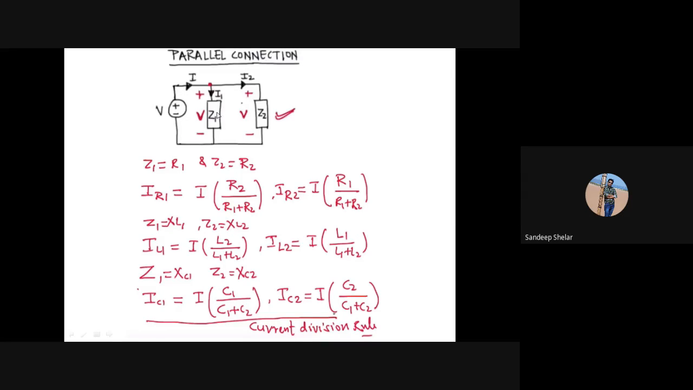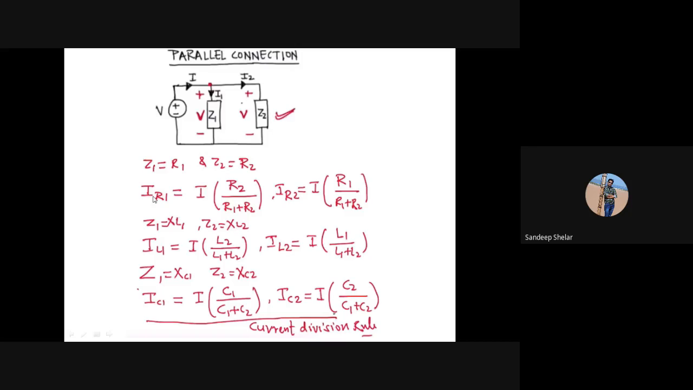Then put Z1 is equal to R1 and Z2 is equal to R2. Okay, then the current flowing through impedance Z1 equal to R1, that is IR1, is equal to I into R2 upon R1 plus R2. Or similarly, IR2 is equal to I into bracket R1 upon R1 plus R2. Okay, this is the current flowing through resistance R1 and resistance R2.